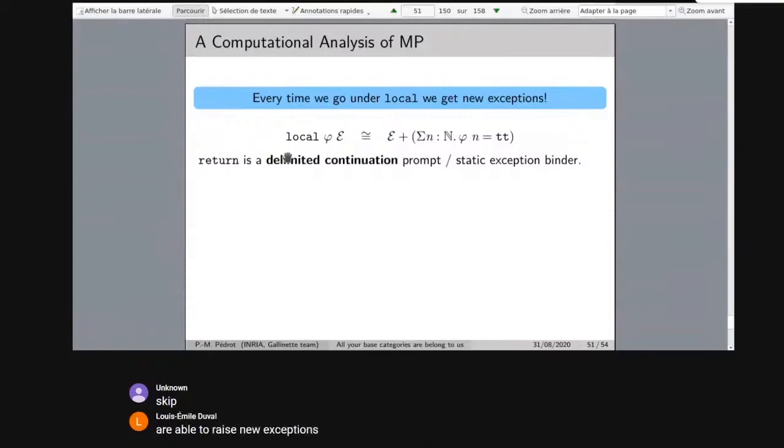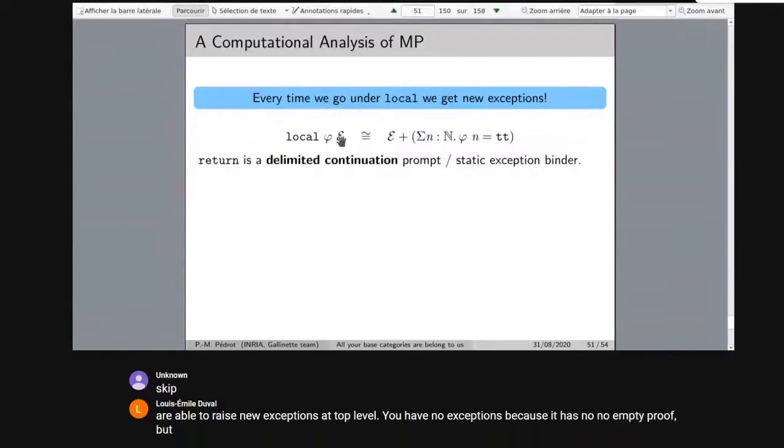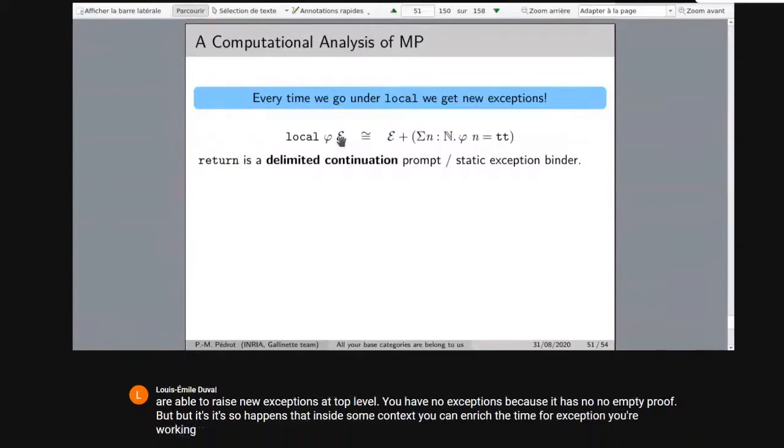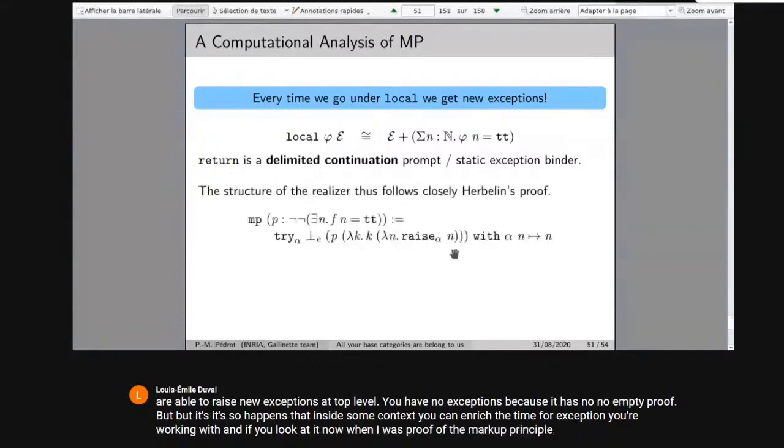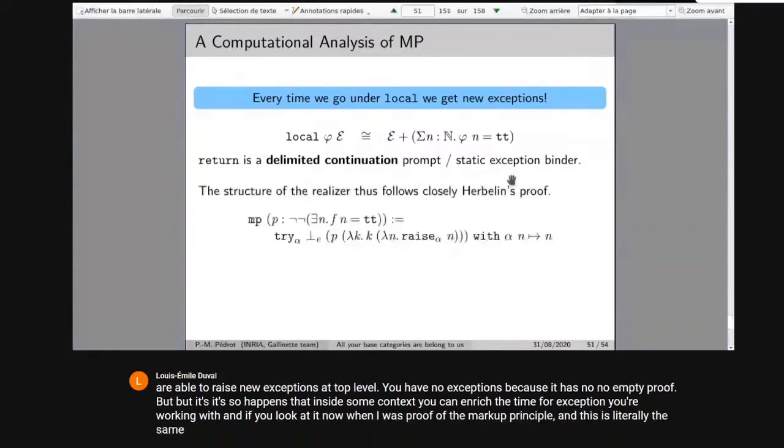At top level, you have no exceptions because E has no proof, no empty proof. But it so happens that inside some context, you can enrich the type of exception you're working with. And if you look at Herbelin's proof of the Markov Principle, then this is literally the same thing. It's doing the very same thing as the proof I gave in the exceptional model.